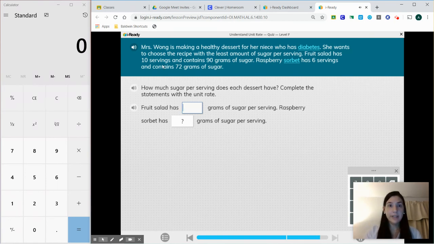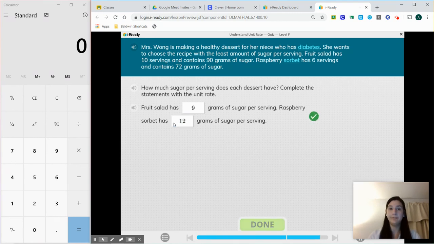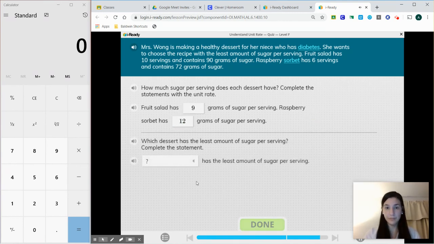Fruit salad is 10 servings, 90 grams of sugar. 90 divided by 10 will give us 9 grams of sugar per serving. Raspberry sherbet is 6 servings and 72 grams of sugar. 72 divided by 6 is going to be 12. Now, which dessert has the least amount of sugar per serving? So we want the smaller number. Complete the statement. So we're going to pick fruit salad.